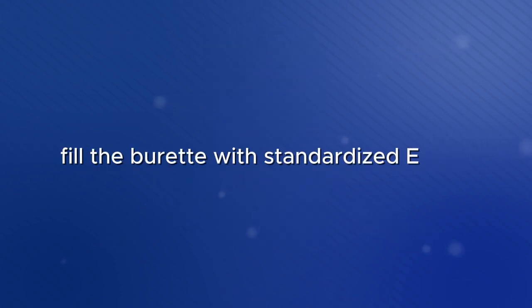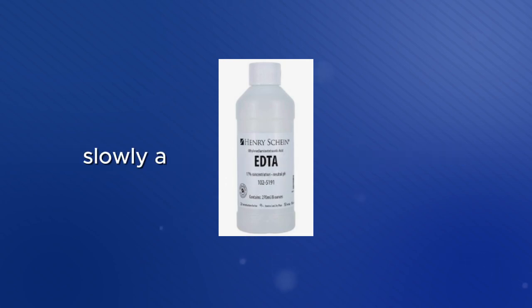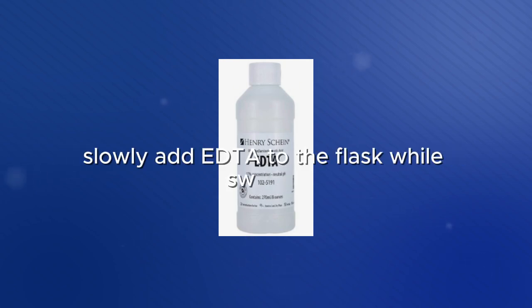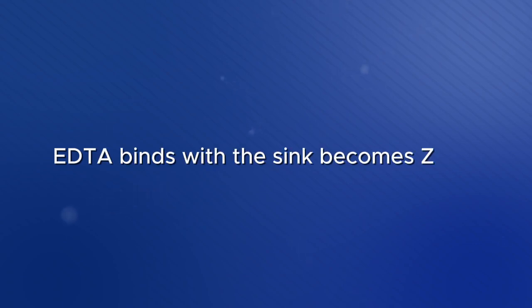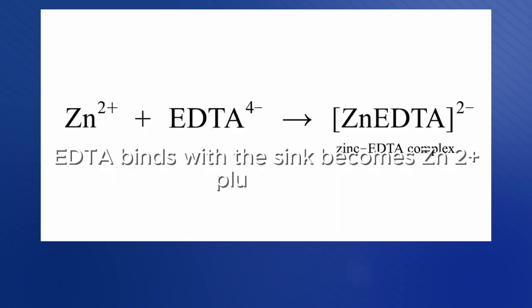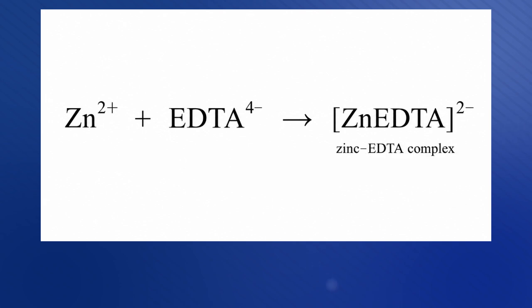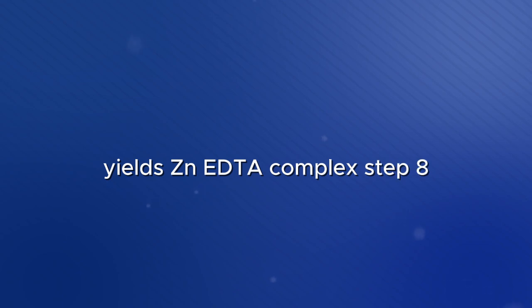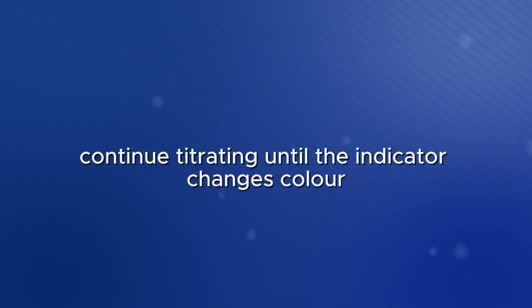Step 7. Fill the burette with standardized EDTA solution. Slowly add EDTA to the flask while swirling. EDTA binds with the zinc: Zn2+ + EDTA yields Zn-EDTA complex. Step 8. Continue titrating until the indicator changes color, showing that essentially all the Zn2+ has reacted with EDTA.